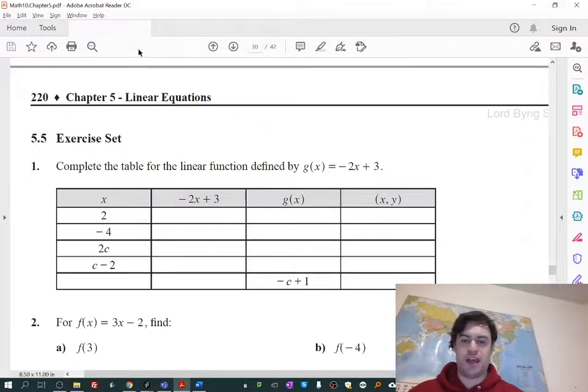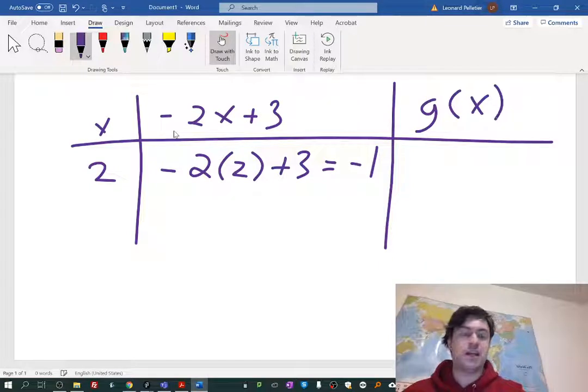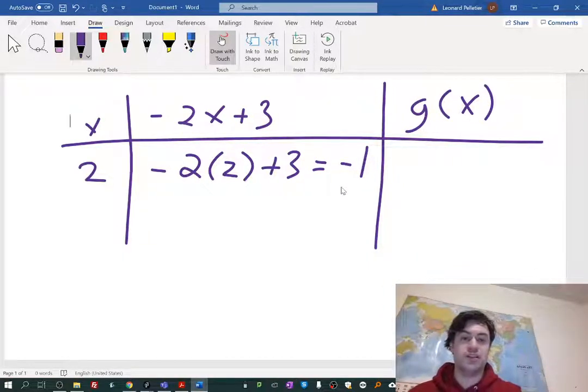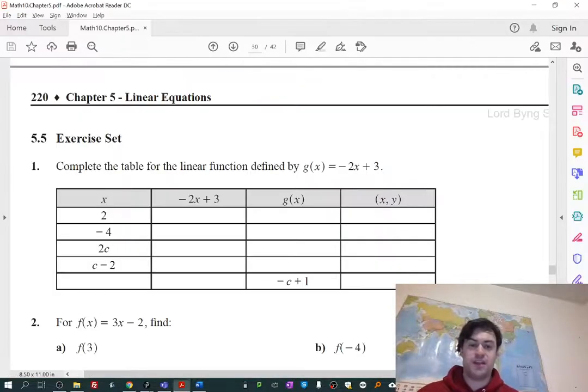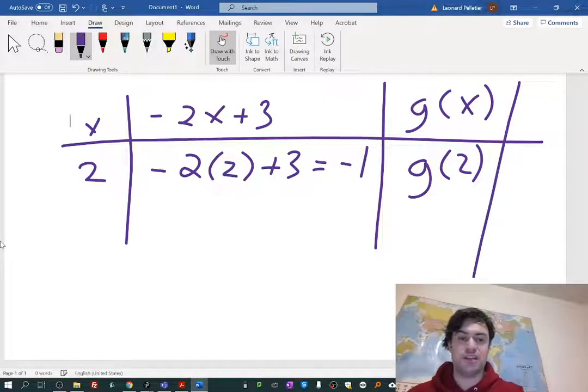How about the next one? What is g of x? If x equals 2, it almost seems like a trick question, but that's all they're talking about: g of 2. That's what that means. And the last one is the xy point. What is the xy point? Well, we know this evaluates to negative 1 when x is 2. So our xy coordinate is x is 2, y is negative 1.